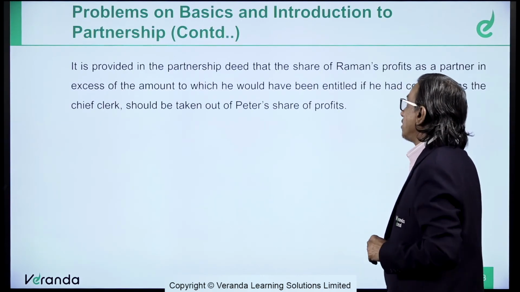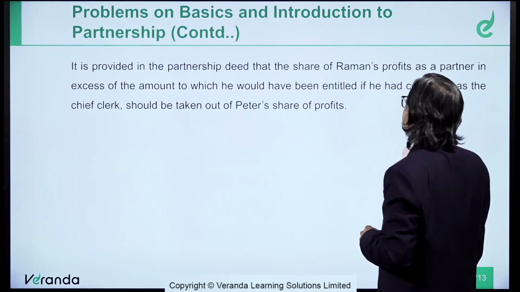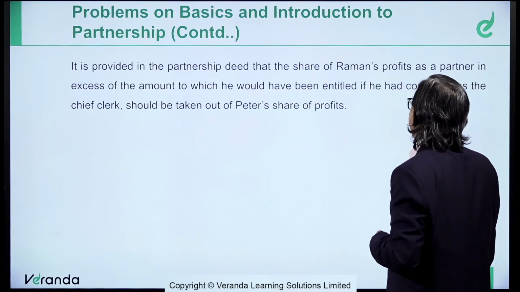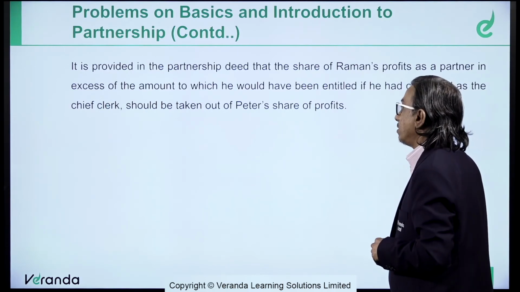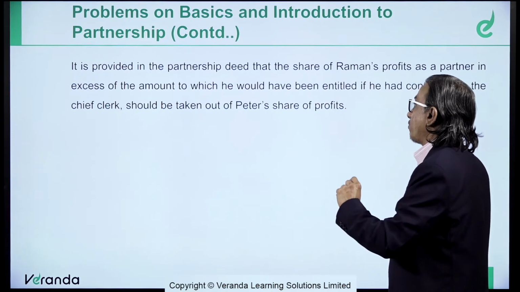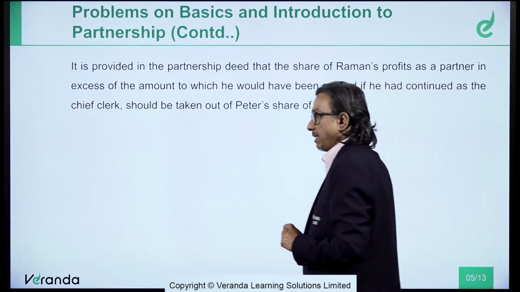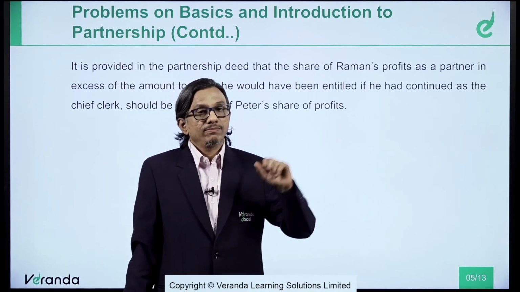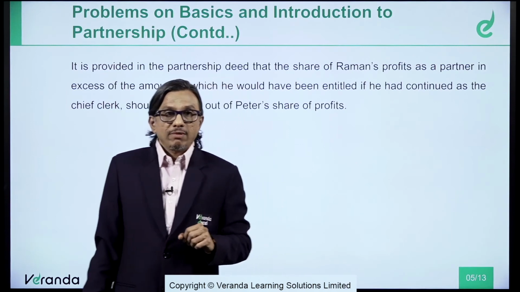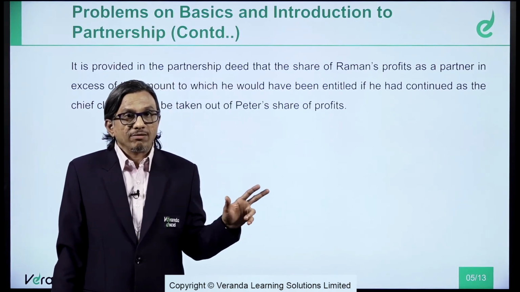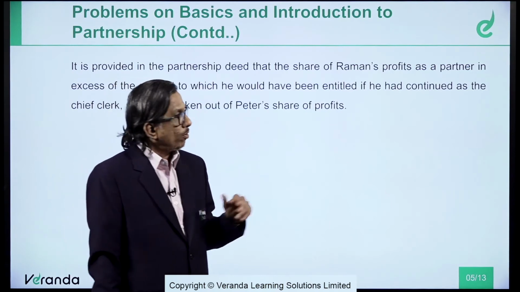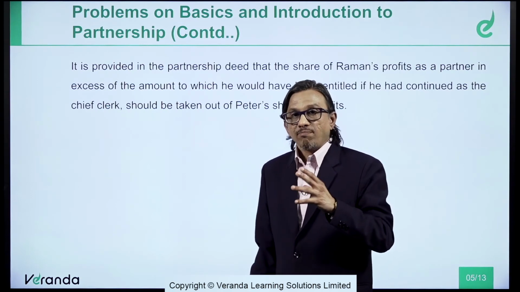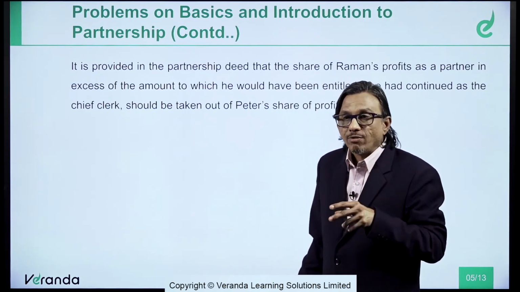It is provided in the partnership deed that the share of Raman's profit as a partner in excess of the amount to which he would have been entitled if he had continued as the chief clerk should be taken out of Peter's share of profit. See, they are trying to tell you, if Raman had continued as a clerk, what he would have got? Calculate that. By joining the firm, what he is getting? Calculate that as a partner. Suppose he is getting more amount of profit as a partner, that excess payable to Raman should be taken from Peter's share of profit.